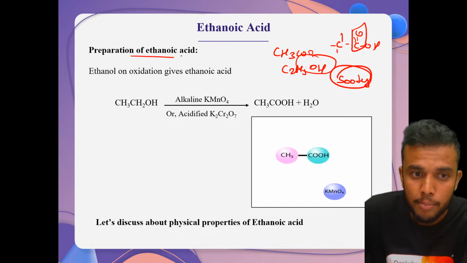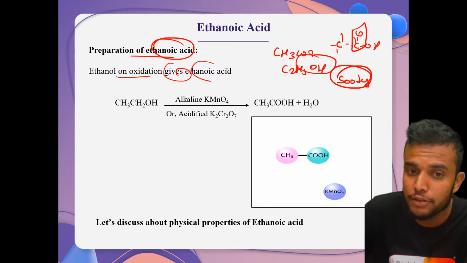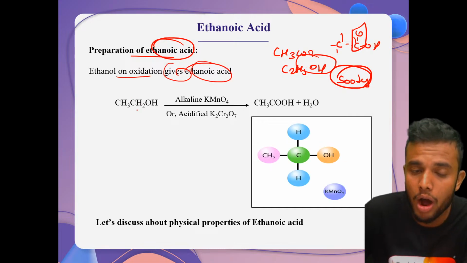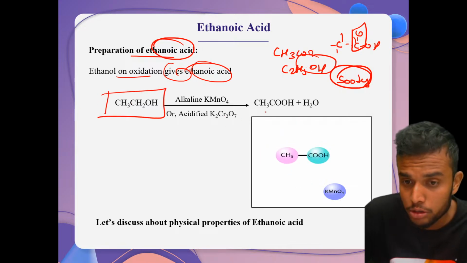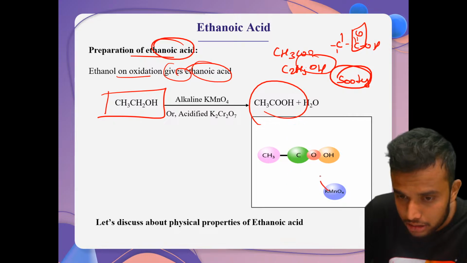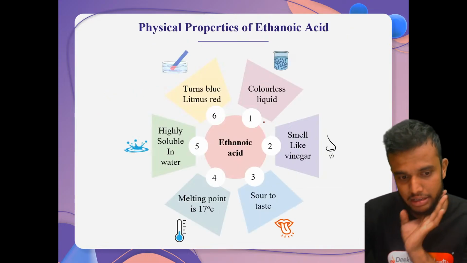Okay. Here, the preparation of ethanoic acid. Let's discuss here. Ethanol on oxidation gives ethanoic acid. How do we prepare ethanoic acid, my dear students? Simply oxidize the ethanol to yield this one. What happened? Oxygen is added here, then a water molecule is liberated. Very simple, my dear students.